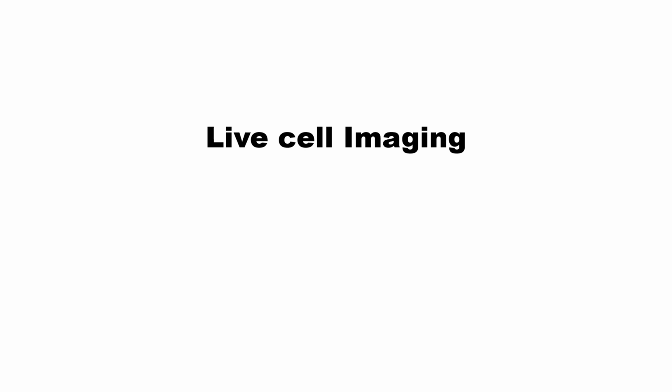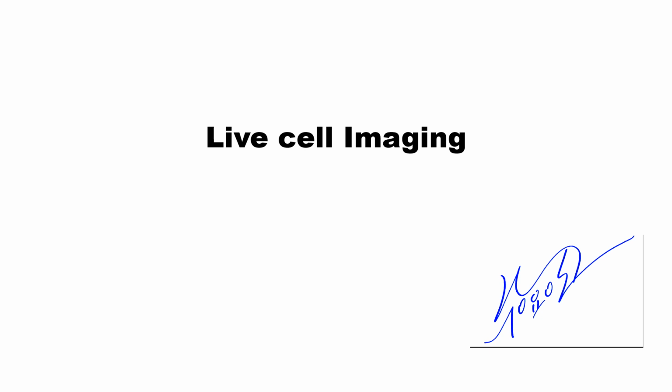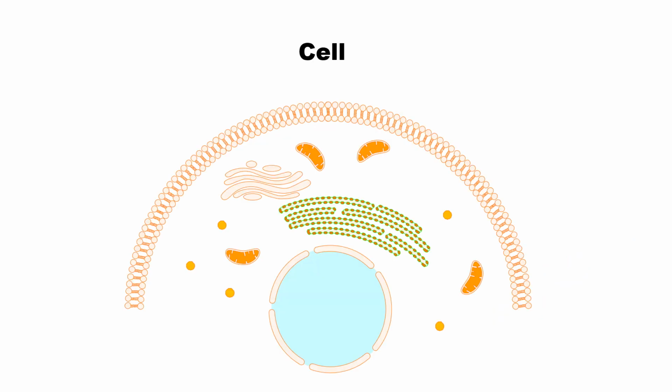Live cell imaging. Here is a cartoon of our cell shape. Our cell has plasma membrane, also nucleus inside, and mitochondria, lysosome, ER, Golgi kind of structures. So this is how we describe our cells.